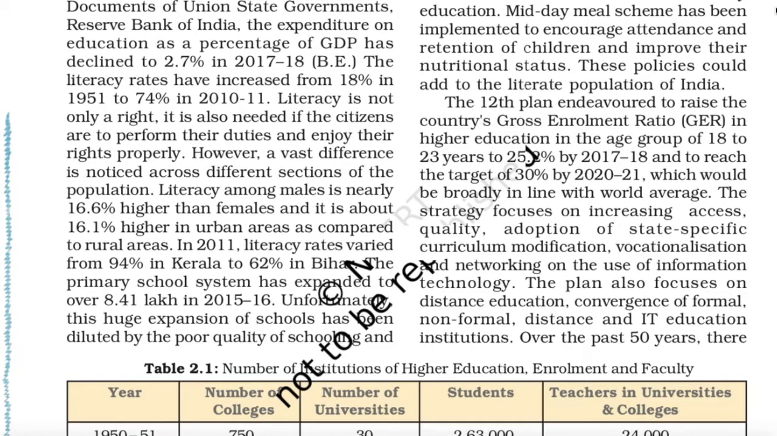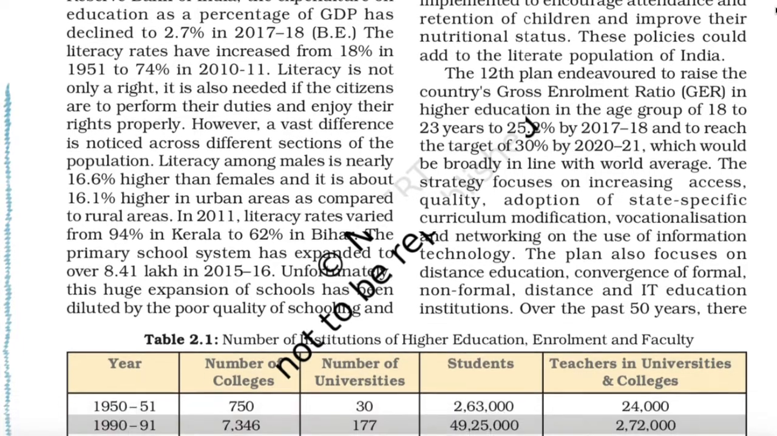The 12th plan endeavored to raise the country's gross enrollment ratio (GER) in higher education in the age group of 18 to 23 years to 25.2% by 2017-18 and to reach the target of 30% by 2020-21, which would be broadly in line with the world average. The strategy focuses on increasing access, quality, adoption of state-specific curriculum modification, vocationalization, and networking on the use of information technology. The plan also focuses on distance education, convergence of formal, non-formal, distance and IT education institutions.